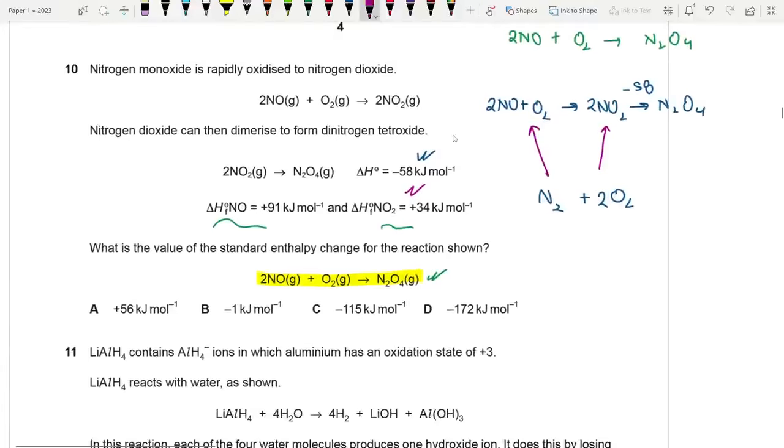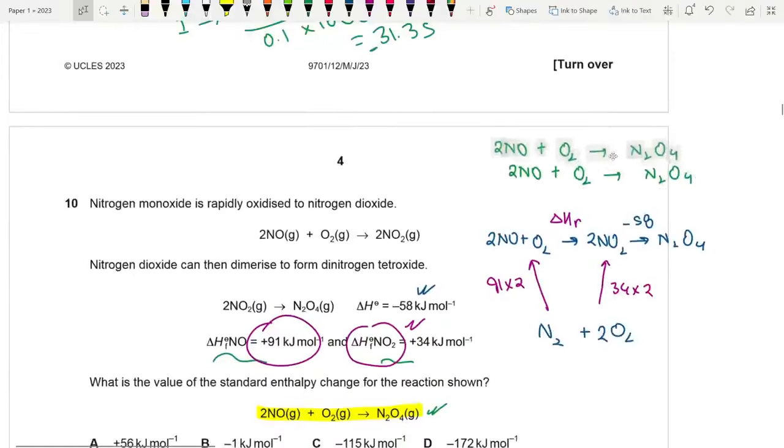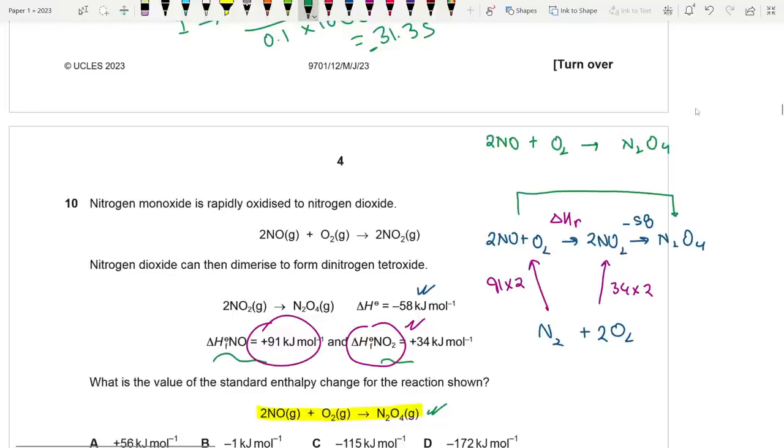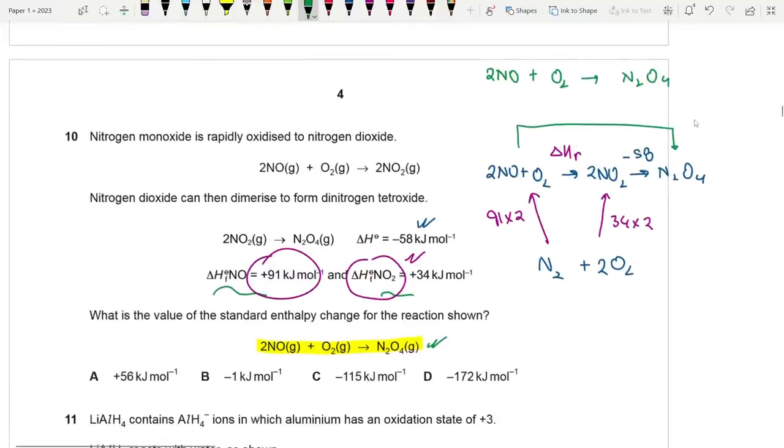I see. Okay. So on the left hand side, we want to make NO, which is 91, so 91 times 2. And on the right hand side, when we make NO2, it is 34 times 2. So we want to find this out first. This is ΔHR. If we find that out, then we can find out the one for the total reaction, which is this one in total. Interesting sum. Okay, so I'm going to find out ΔHR first.